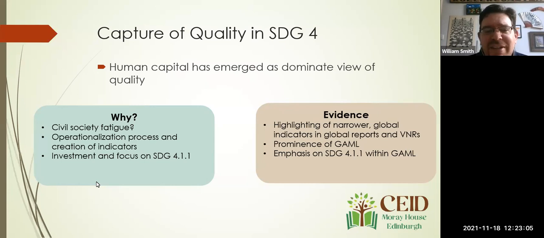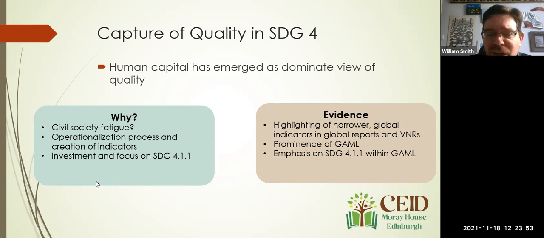Some of the evidence that demonstrates that human capital has really taken over and captured the idea of quality for SDG 4. First is this highlighting of narrow global indicators in global reports and voluntary national reviews. So global indicators have narrowed from the targets. They tend to be more human capital focused, mainly on outcomes. You can talk about it as an instrumentalist or econometric focus in education. And we expected that to be true for the global reports. But when you look at voluntary national reviews, and countries are encouraged to provide more context and maybe adopt national indicators to the SDGs, we actually see very little of that. And there's still this focus on global indicators only.